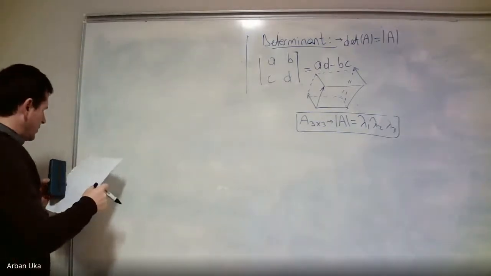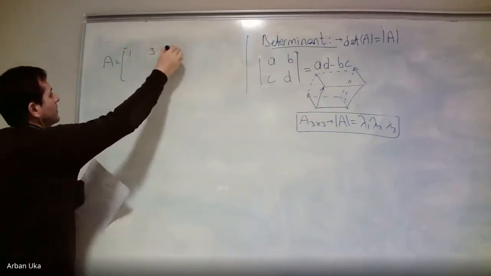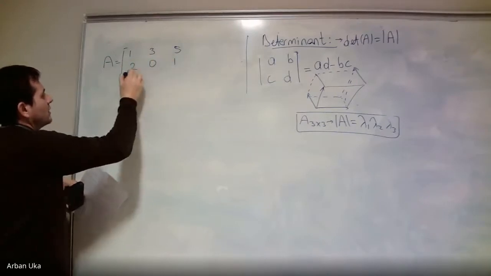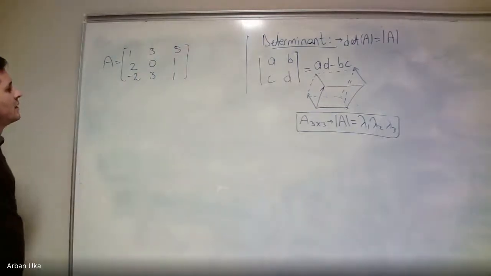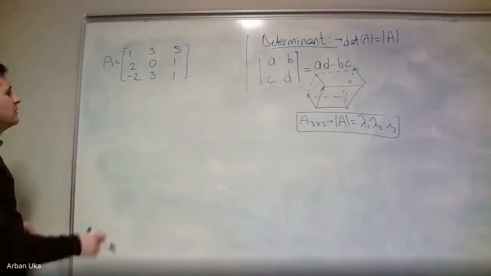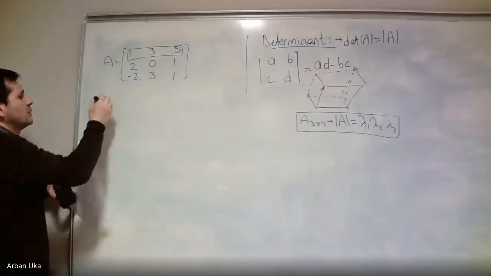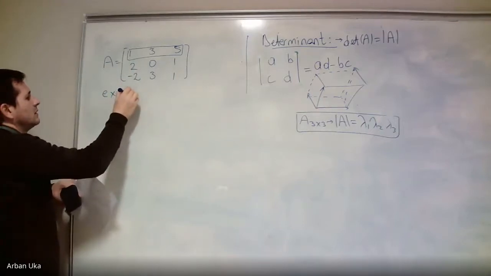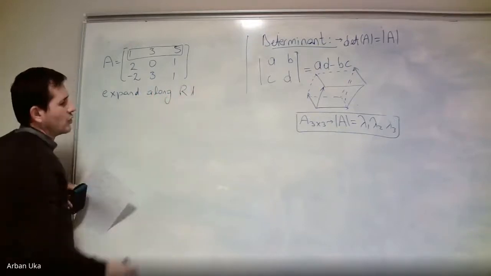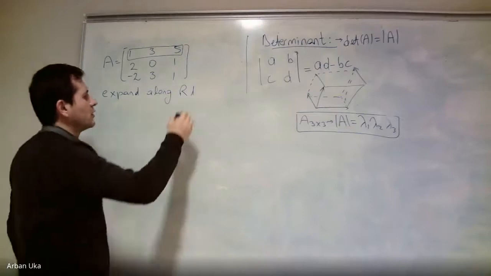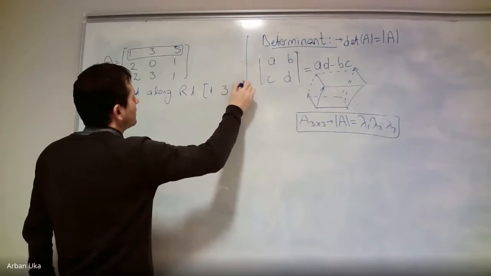And the determinant, let's assume we have a larger matrix, such as 1, 3, 5, 2, 0, 1, minus 2, 3, 1. The determinant of the 3 by 3 matrix, in order to define that one, what we do, we expand along row 1, okay? When we say that we expand along row 1, we mean that, let's see what the row 1 is, 1, 3, 5.